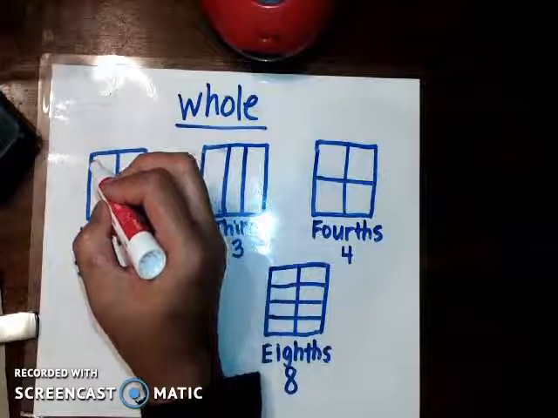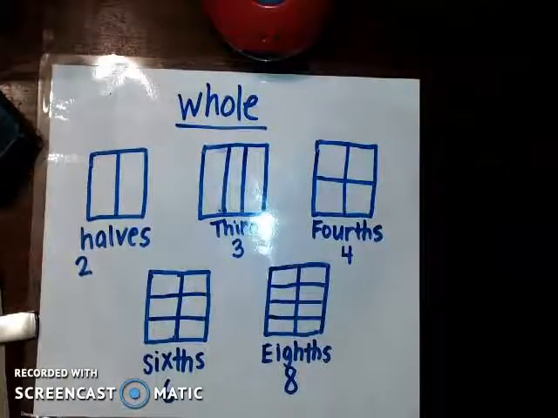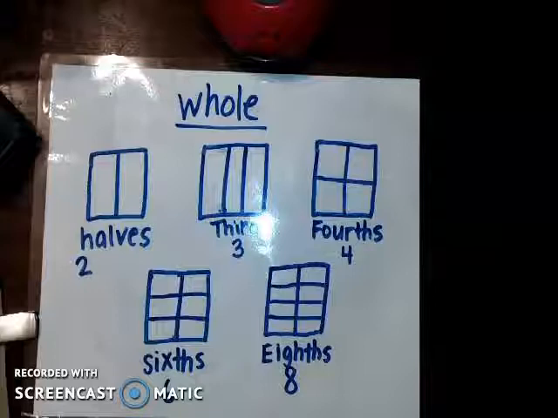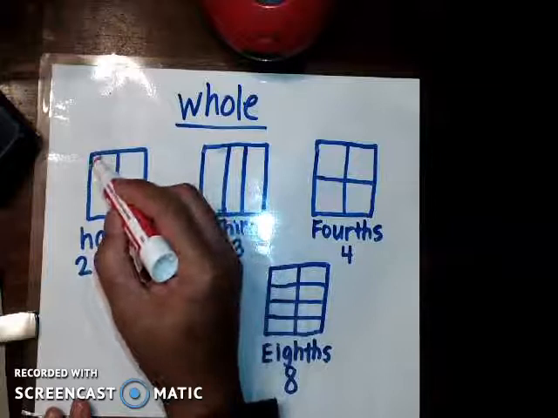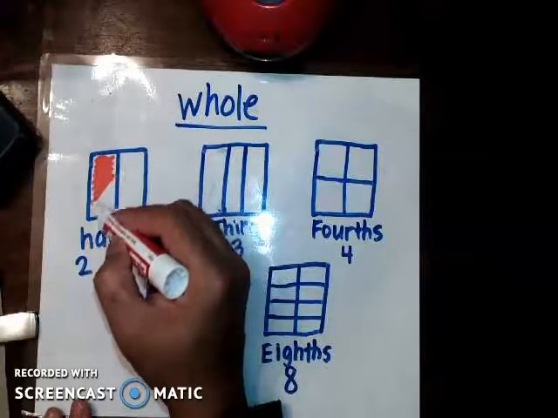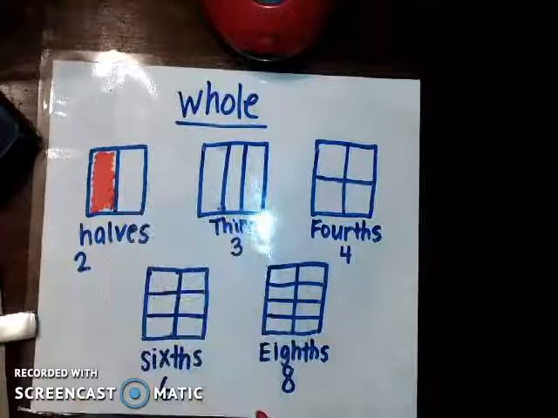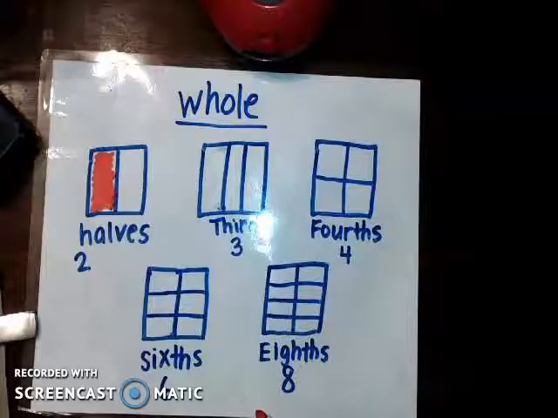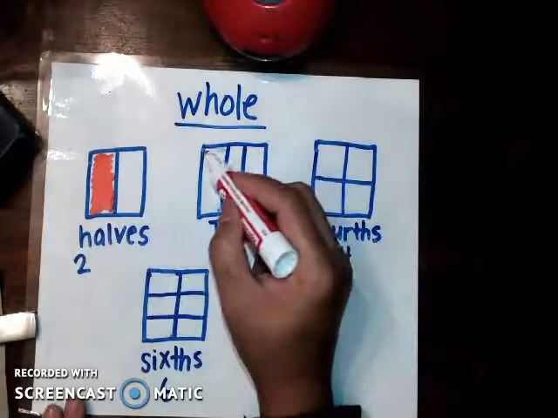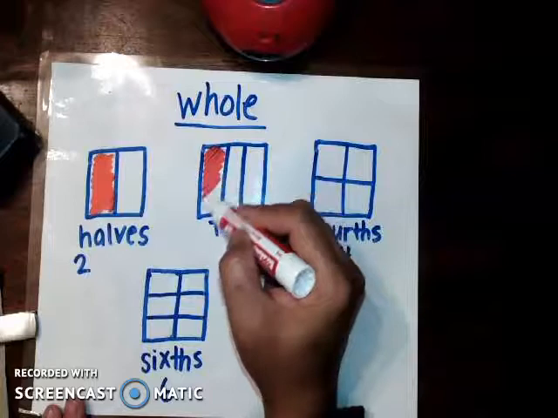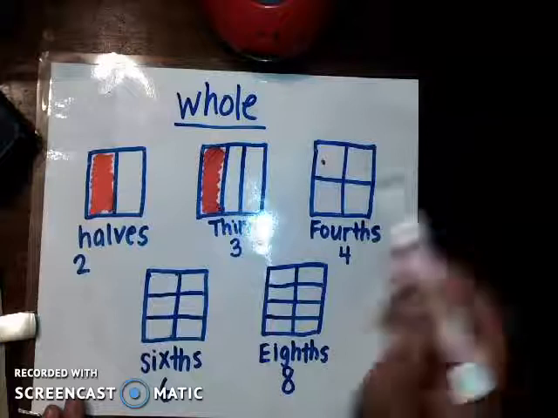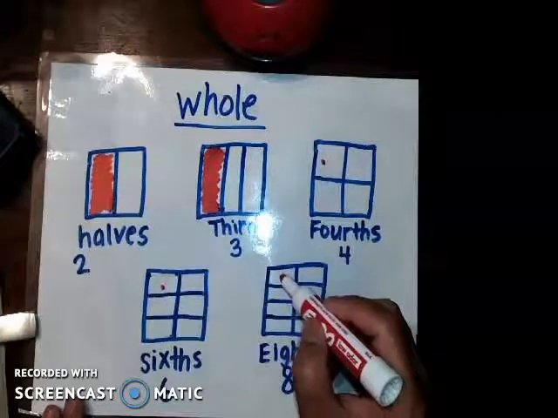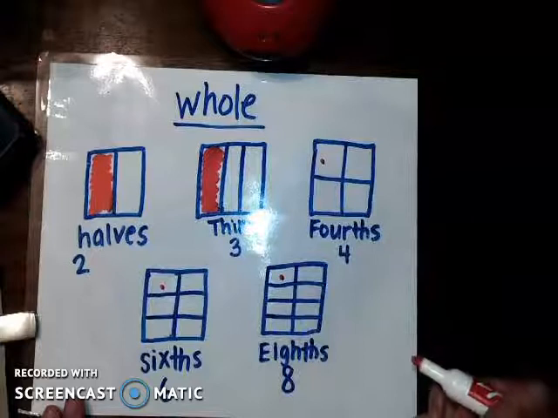So inside of all of your squares here, you're only going to shade in, they use that word a lot in Go Math, shade, which just means color the darker part. Shade in one part of the half, shade in one part of your third, shade in just one part of your fourth, one part of your sixth, and one part of your eighth. Pause the video where you need to and go ahead and do that now.